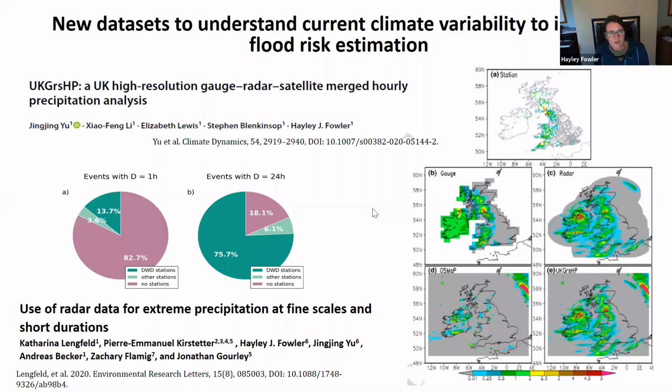We don't understand at the moment how often extreme events occur or their spatial characteristics, and therefore we can't plan for the risk associated with those events. So producing blended gauge, radar, satellite data sets really helps us to understand the spatial aspects of these extremes that we need to understand for flood risk management.